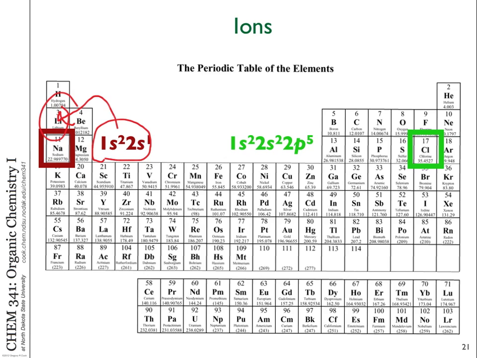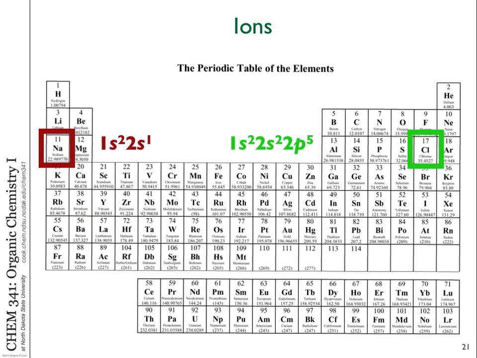Please note that I've made the same mistake with chlorine. 1s2, 2s2, 2p5 is the electron configuration for fluorine, not chlorine. For chlorine, it would be one more energy level higher. So chlorine would be 1s2, 2s2, 2p6, 3s2, 3p5. I made that mistake on several slides here, so make sure you note that.